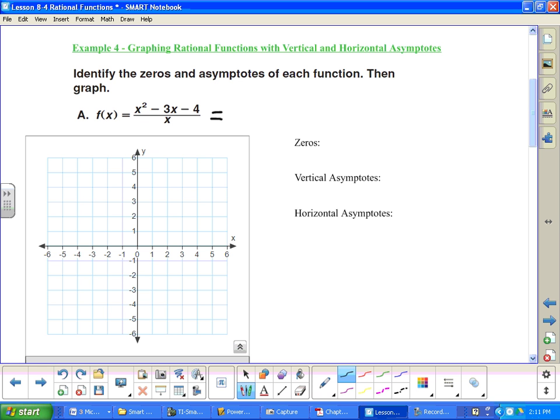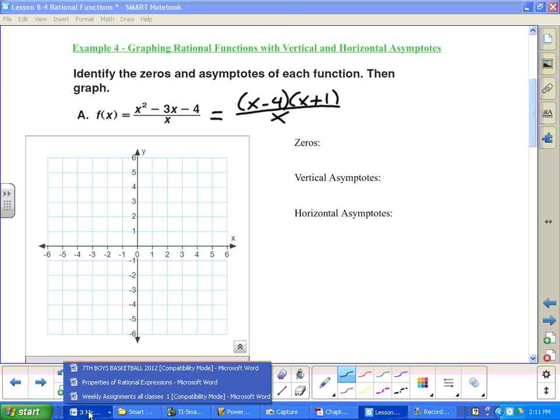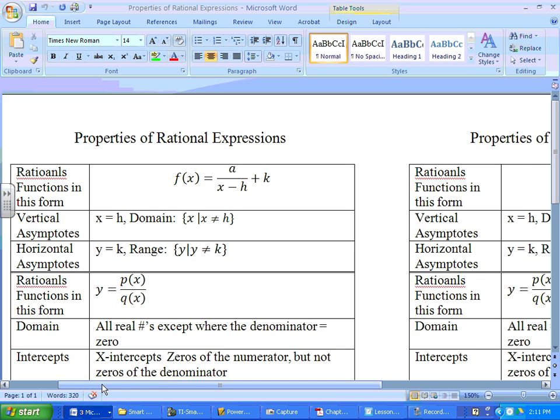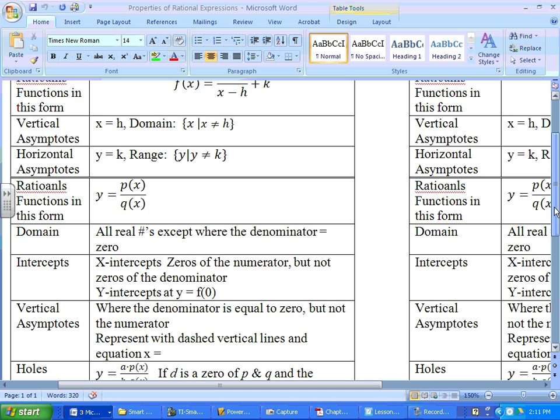So when I factor this, we get x minus 4 times x plus 1 over x. So if you look at that sheet of paper I gave you, that little half sheet has this information on it. Okay.